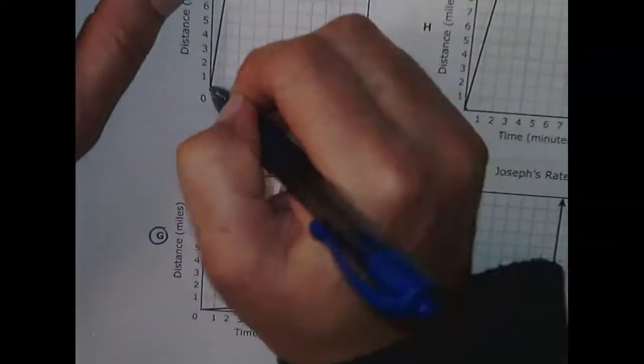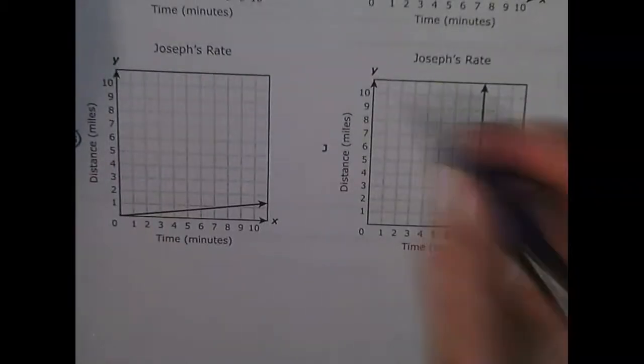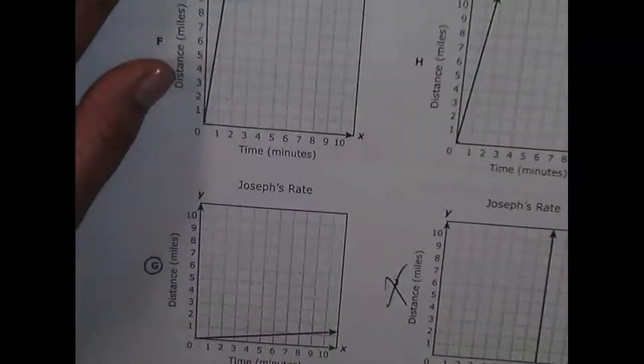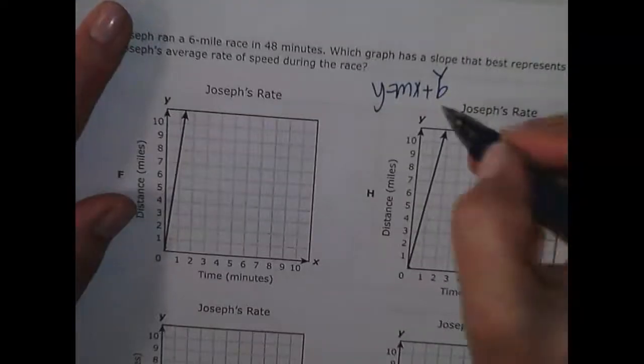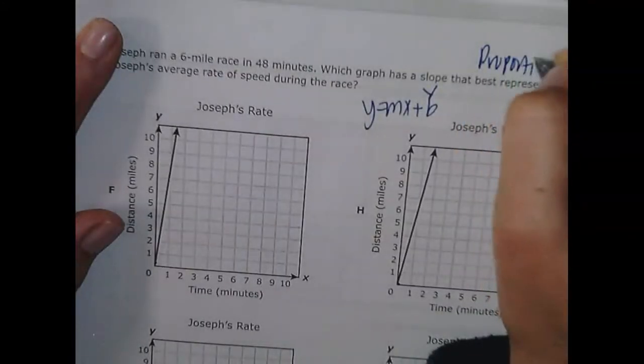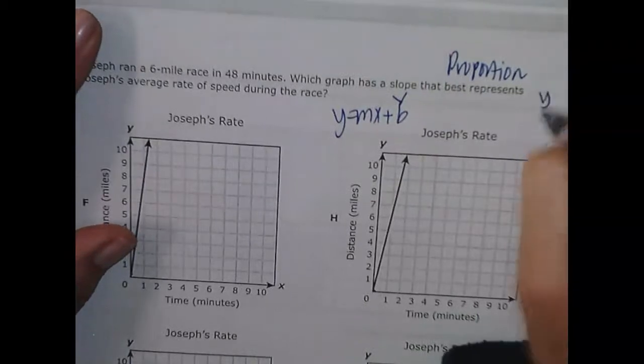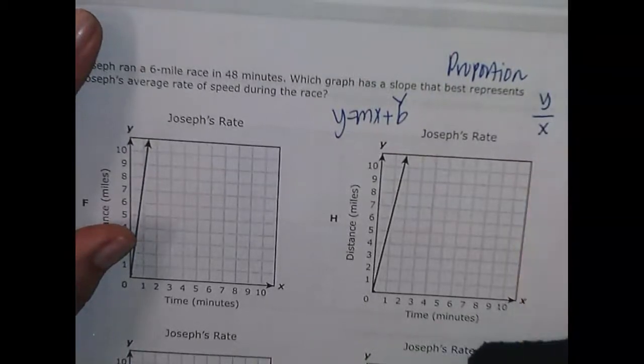This one crosses at 0. This one crosses at 0. And well, I think that one's wrong. Never mind. They all start at 0. That means they're proportional. If they're proportional, you could just do y divided by x. And that's all you have to do. Which one of those numbers is y? You got 6 and a 48.